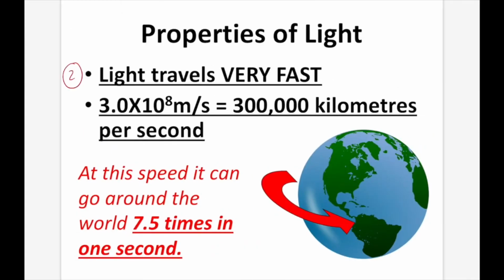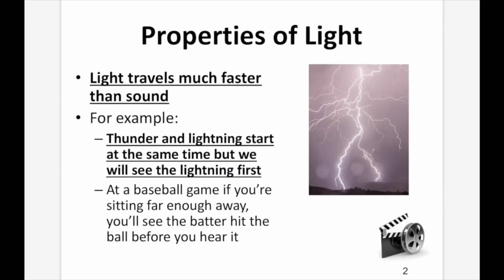Number two, light travels very, very fast. In fact, it moves so fast that it could go around the Earth 7.5 times in 1 second. It travels at about 300,000 kilometers per second, or 3.0 times 10 to the 8 meters per second. Really, really fast. Now, one of the phenomena about light is that it travels way faster than sound.